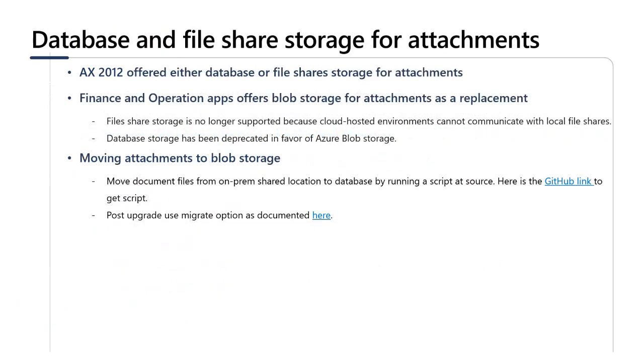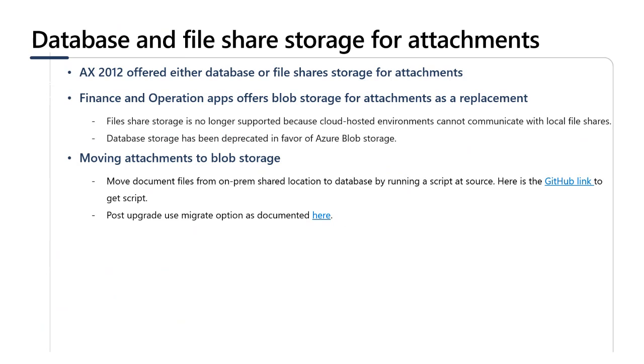The next consideration is more around attachments. So AX 2012 offered two options for storing attachments, either in the database or file shares. Finance and Operations offers blob storage for storing those attachments as a replacement, right? The reason file share is no longer supported is that as Finance and Operations lives in the cloud, it doesn't have a way to communicate with your local file share. And database storage has been deprecated in favor of Azure Blob Storage, both from a storage cost and a performance capability perspective.